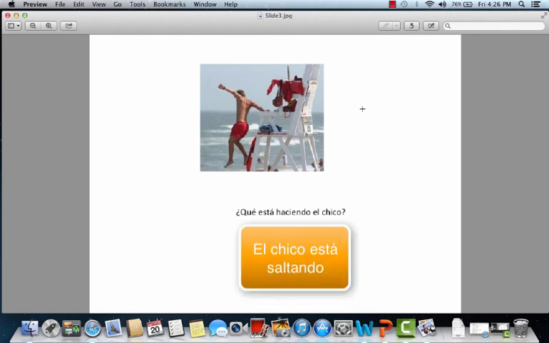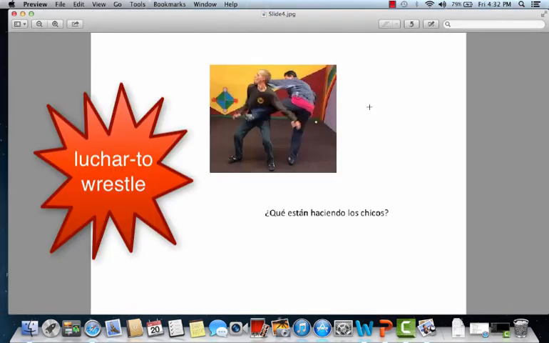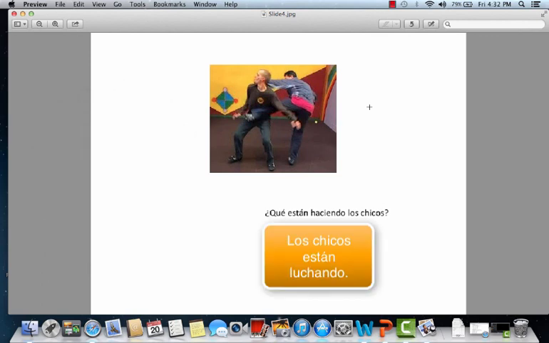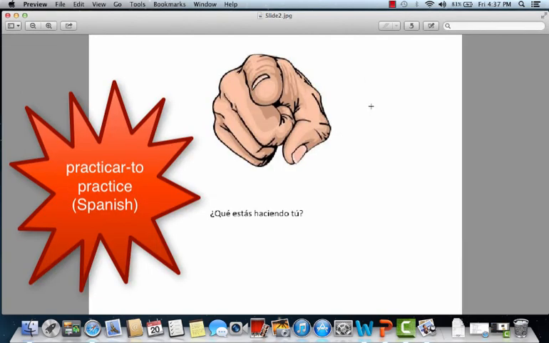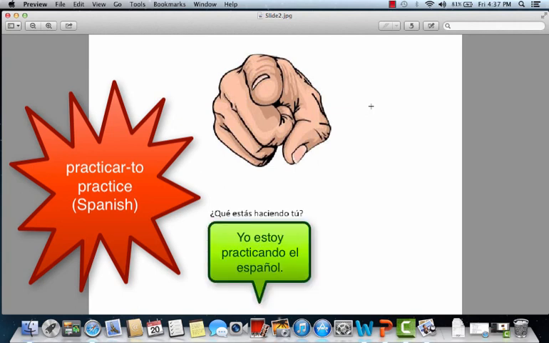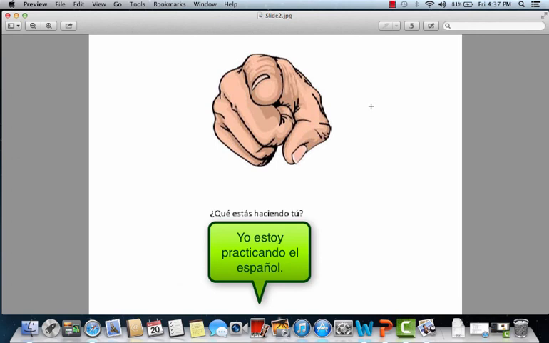El chico está saltando. ¿Qué están haciendo los chicos? Los chicos están luchando. ¿Qué estás haciendo tú? Yo estoy practicando el español.